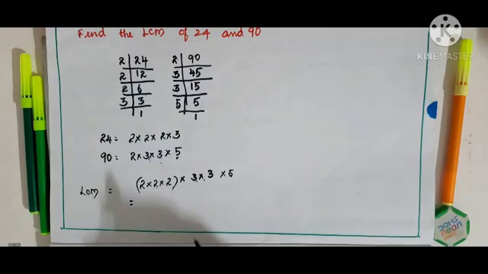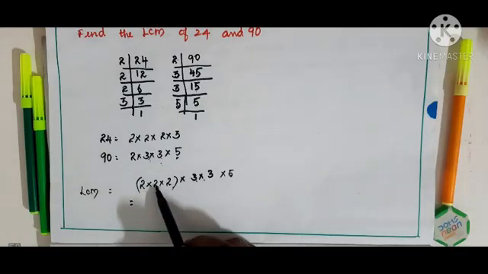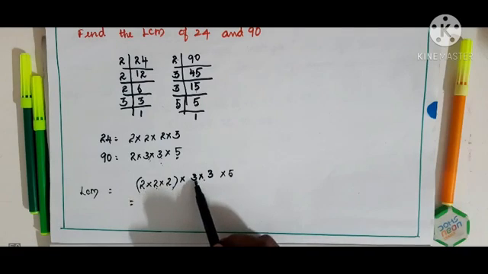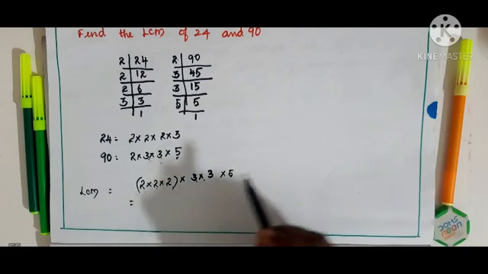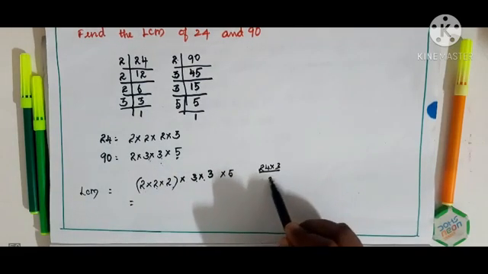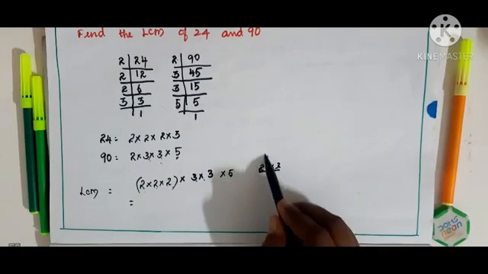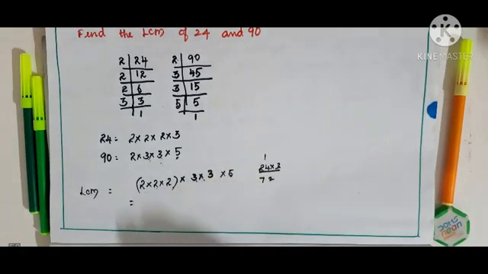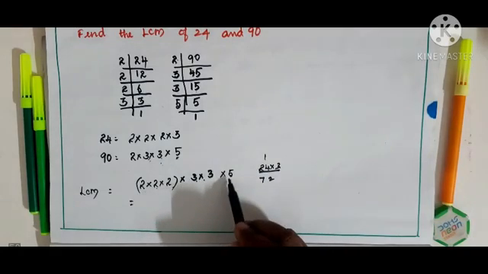So what will happen? 2 2s are 4, 4 2s are 8. 8 3s are 24. Then 24 into 3: 4 3s are 12, balance 1. 3 2s are 6 plus 1, 7, so 72. Then it is multiplied by 5.